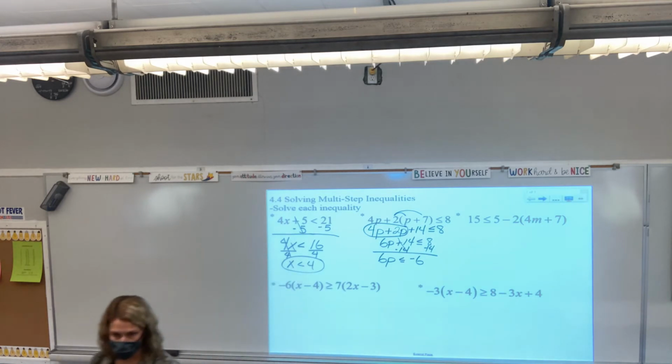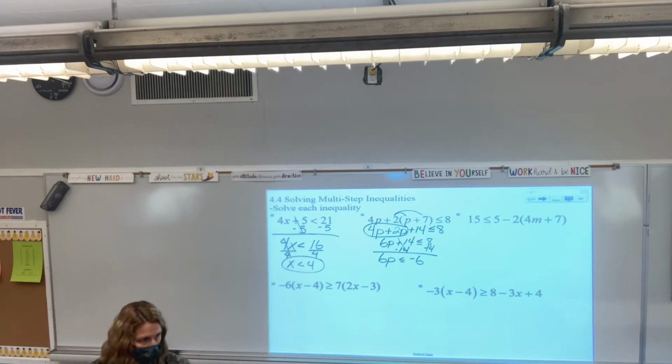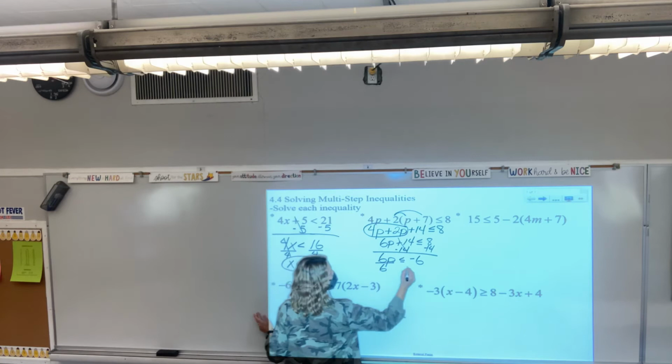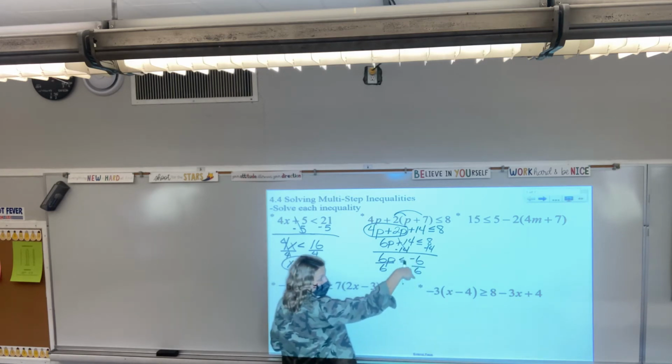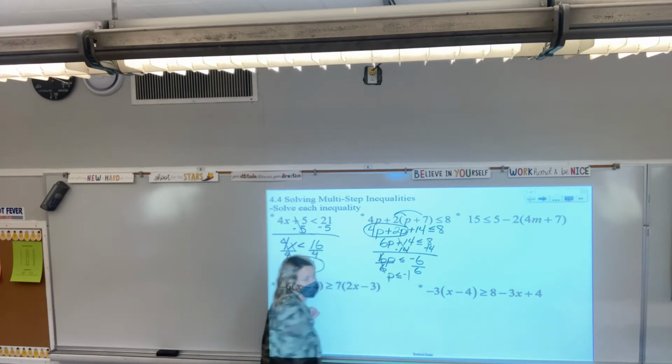Now, when I solve this, I'm going to divide by 6. Anything happen with my sign, yes or no? My inequality sign? Does anything happen with it? Or is he good to go? He's good to go, right? You're going to divide by 6. That's a positive. It's not going to change any signs here. So it's going to say p is less than or equal to negative 1.